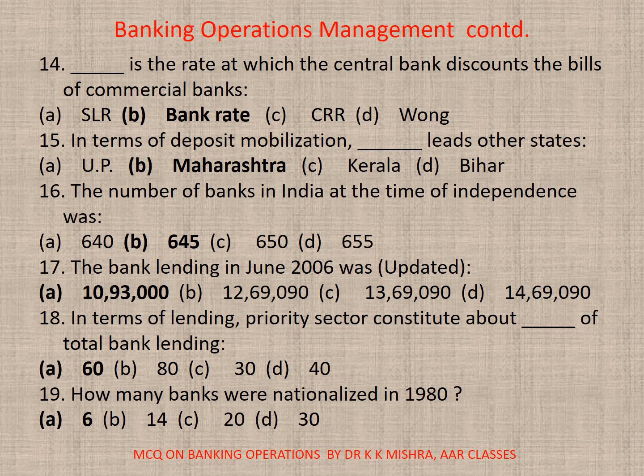14. Dash is the rate at which the central bank discounts the bills of commercial banks. A. SLR, B. Bank rate, C. CRR, D. WOM. Correct option is B. Bank rate.